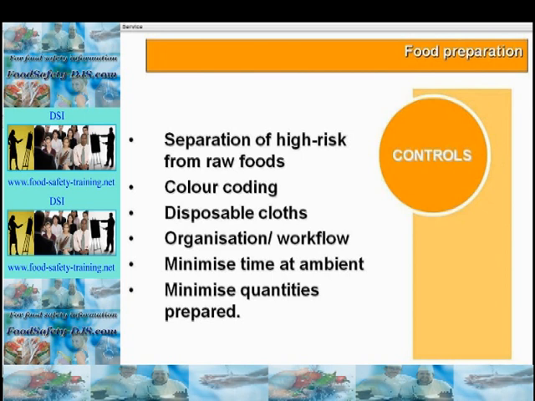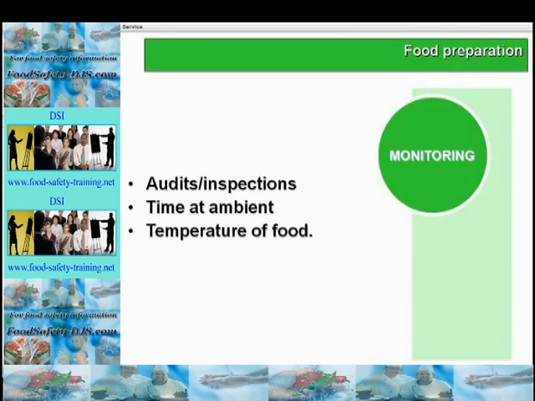Minimise time high risk food is at ambient temperature. Minimise quantities prepared and avoid preparing too far in advance. Minimise handling. Separate sink for washing raw food. Follow food safety instructions on packaging. Monitoring for food preparation includes audits and inspections, which are quite often used in monitoring, the time at ambient temperature, and the temperature of the food.